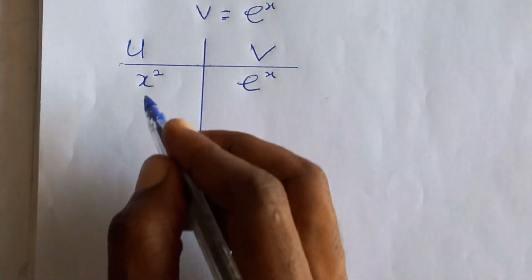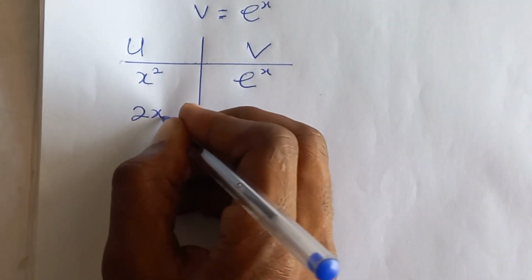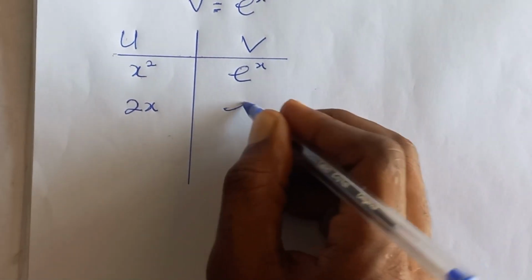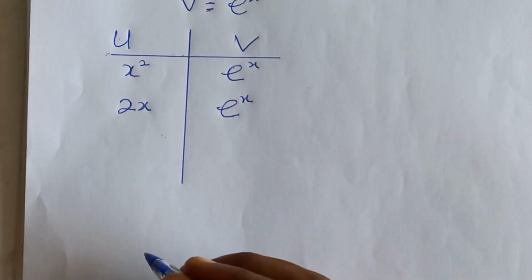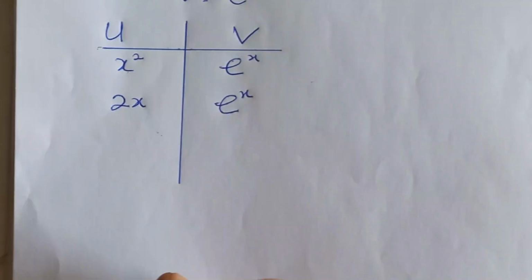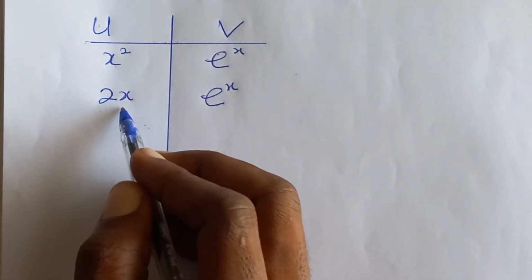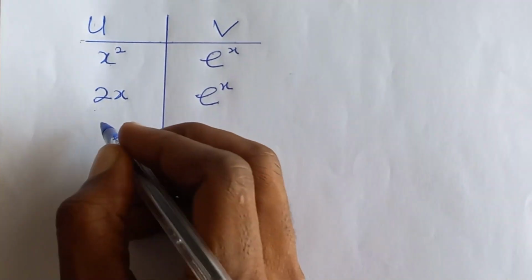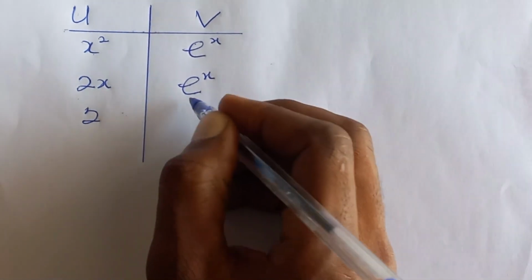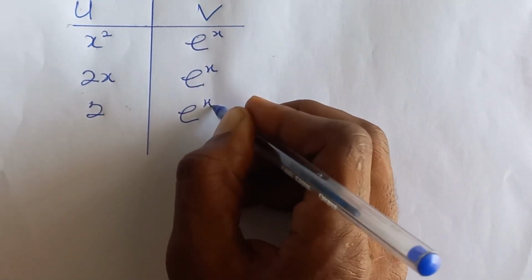So let's start. When you differentiate x squared, what are we getting? We are getting 2x. And when you integrate e to the power x, we are still getting e to the power x. We can still differentiate 2x. So when you differentiate 2x, what are we getting? We are getting 2. Then we integrate e to the power x, and we still get e to the power x.